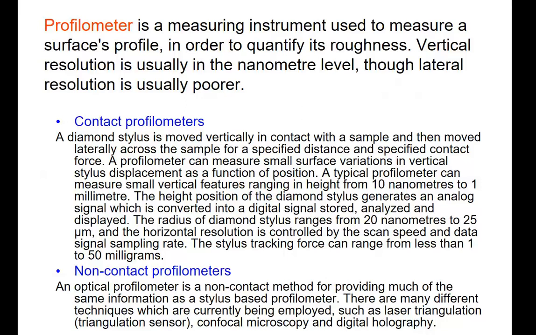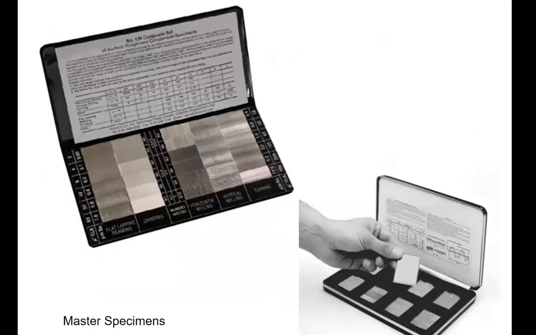The profilometer, in the technology of the device, may be a direct contact profilometer or a non-contact profilometer. Contact profilometers are commonly used. But beforehand, for measuring roughness height, since at that time there was no electronic device, we used master specimens and the finger test method.